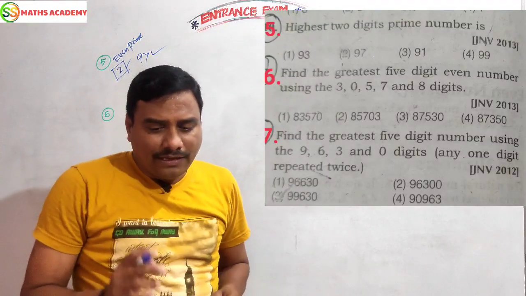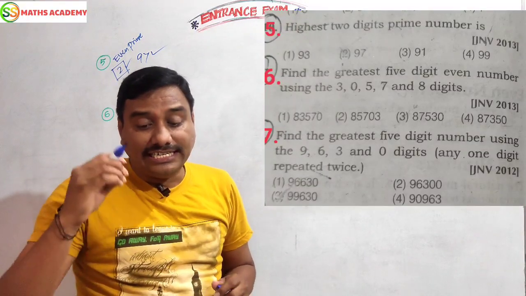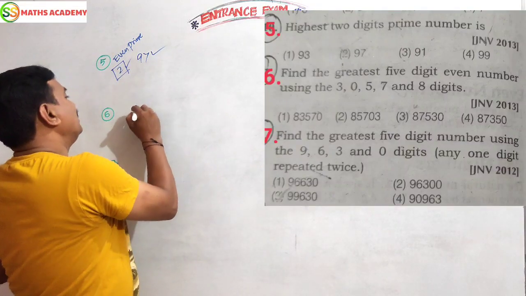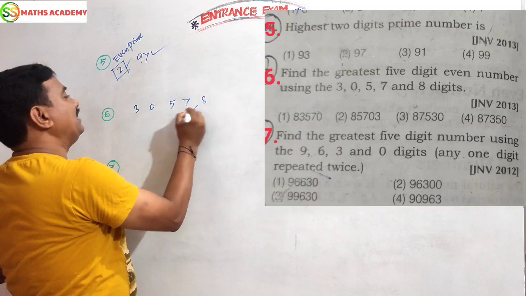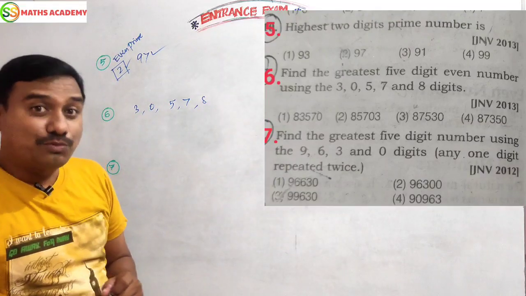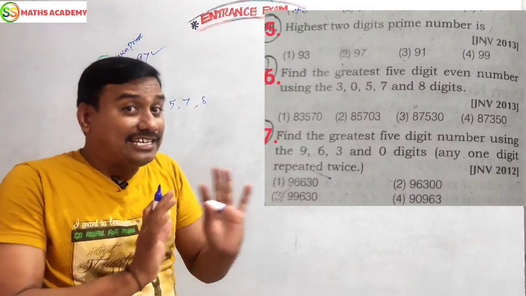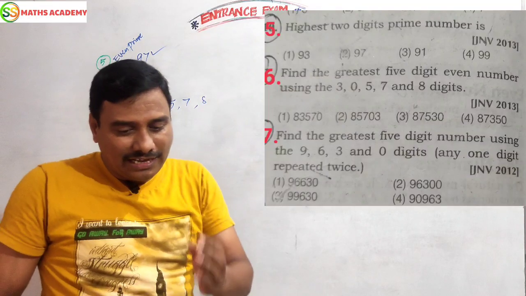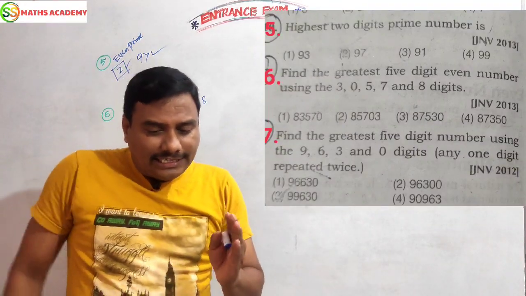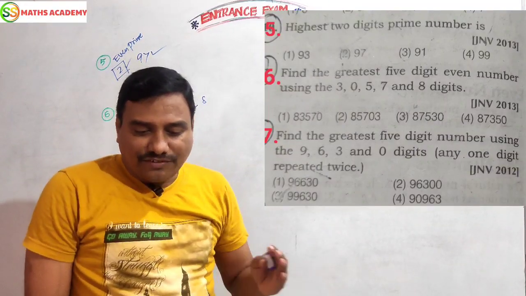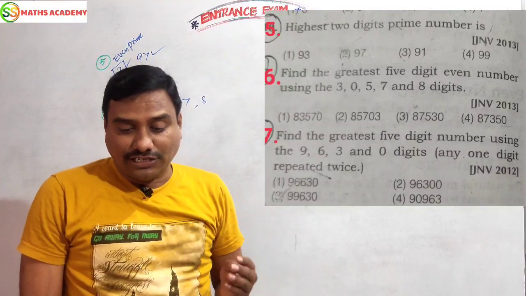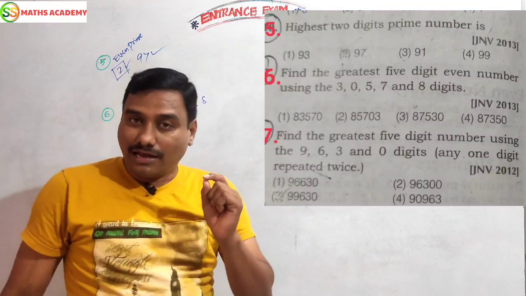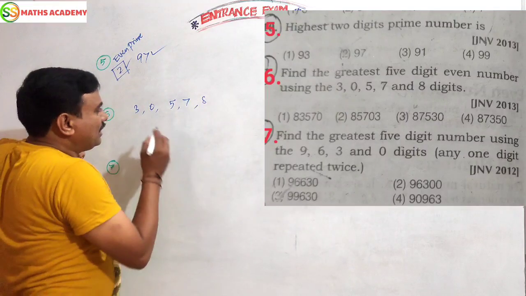Here I am reading: find the greatest 5-digit even number by using the digits 3, 0, 5, 7, 8. He is asking for the greatest even number, not the greatest number. Before that we did the greatest number. Here he is asking for the greatest even number. Now the options: 83,570, 85,703, 87,530, 87,350. Whatever the options are, first we have to work out the answer, then we can check the options.